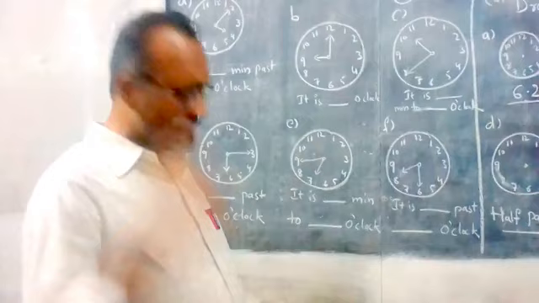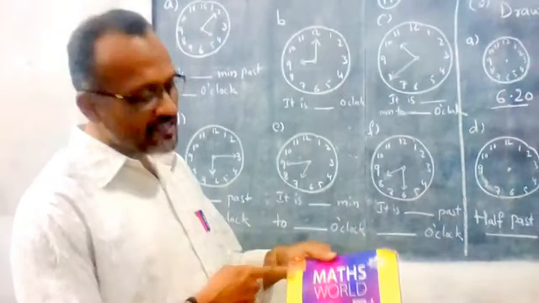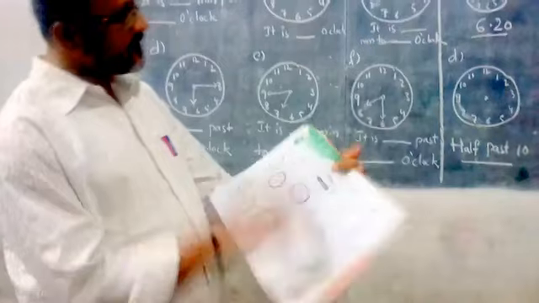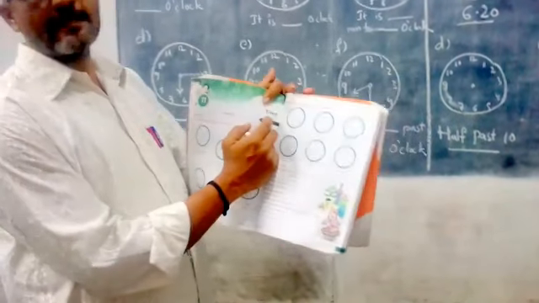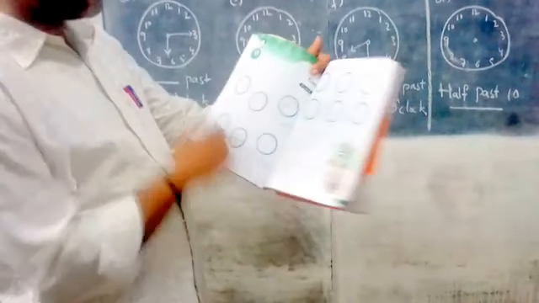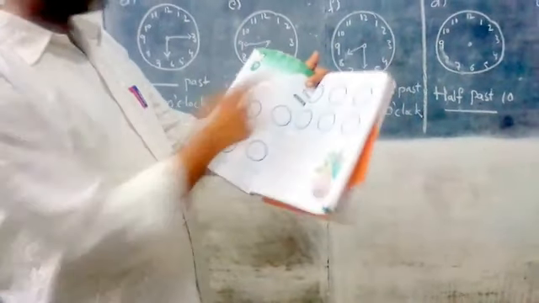Today again I am with mathematics, the Arrow publication 4th standard book, and I am going to solve chapter number 11, and the name of the chapter is Time. Exercise 1 I am going to solve today. We have some clocks here, so we have to find out the time and what the clocks are saying to us.